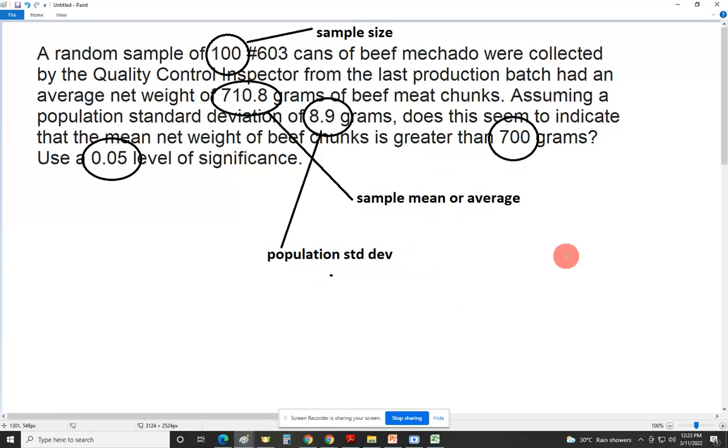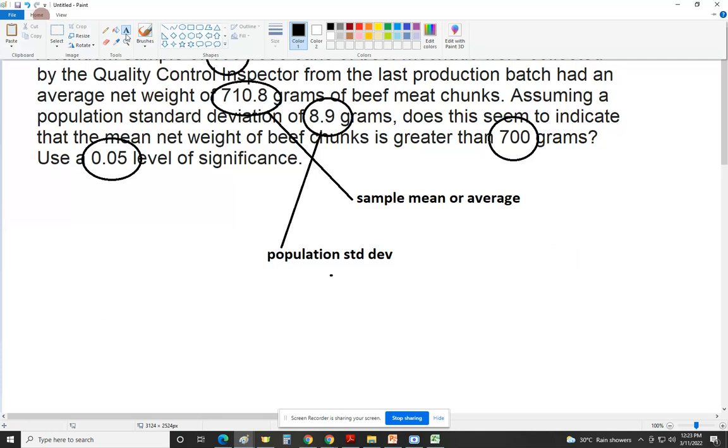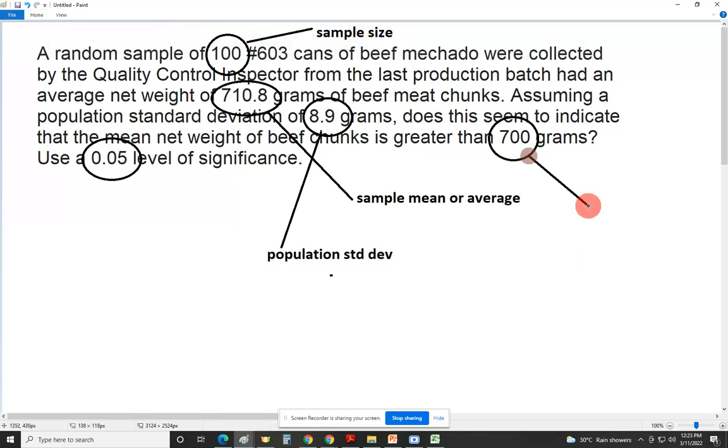And Kenneth, what is 700, Kenneth? Okay, mu. Mu means, what is mu? Mean or average. Nakalagay ba sa problem, Kenneth? Okay. So it says here, yes? Oh, yes. If you will trace the sentence, no? It says here, mean or average.